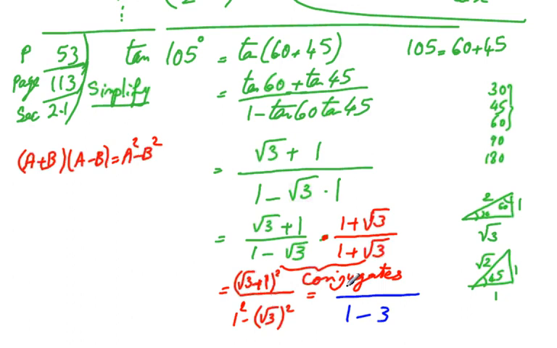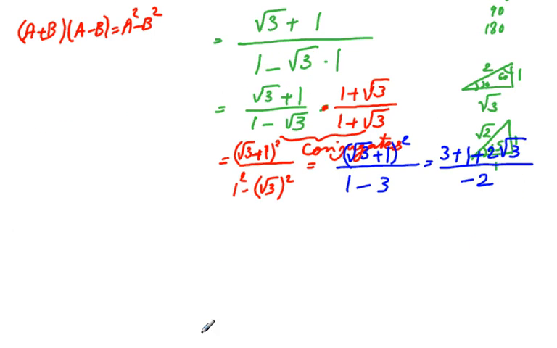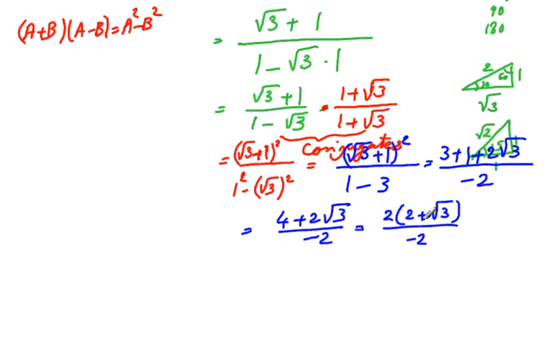Numerator, I have several choices. I can leave it as it is. That is fine. I can go and clean it up. First item squared, that is 3. Second item squared, that is 1. Twice the first and second is 2 radical 3. Denominator, I have minus 2. So I have 4 plus 2 radical 3 over minus 2. Notice that I can factor a 2 from the numerator. And the whole thing boils down to 2's canceling, becomes minus 2 minus radical 3. So we did spend quite a bit of time cleaning this up. That is the final answer.